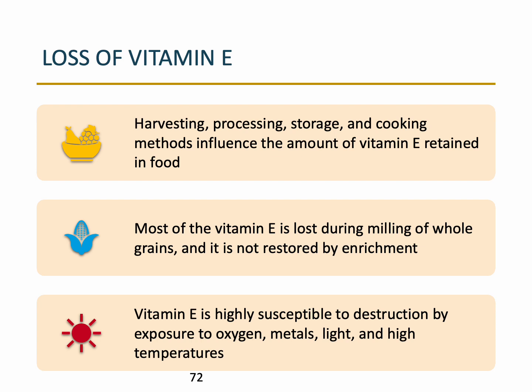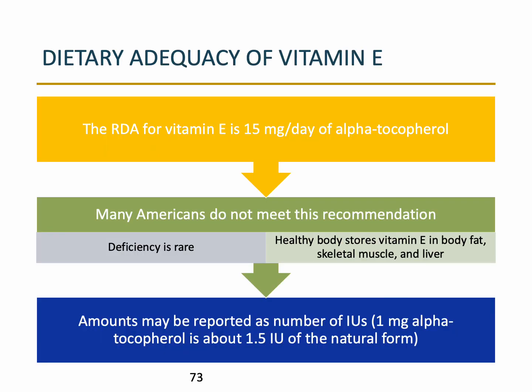And it's also susceptible to destruction by exposure to oxygen, interaction with metals, light, high temperatures. So while deficiency is rare, many Americans don't meet the RDA, so you could call that kind of a subclinical deficiency. It's not so deficient that you get a lot of symptoms, but not getting the ideal amount for health.